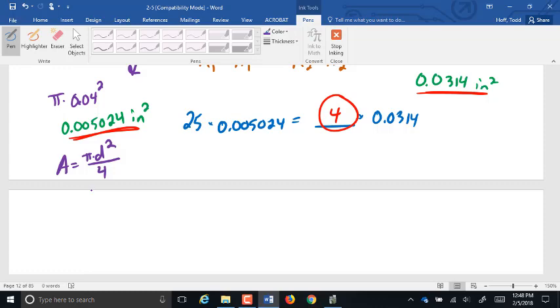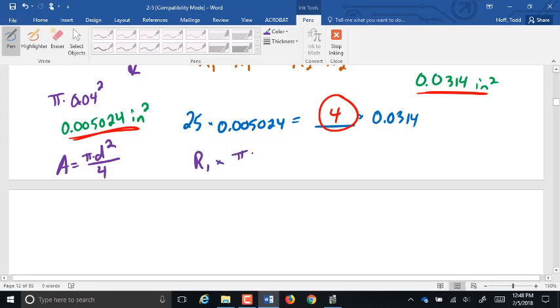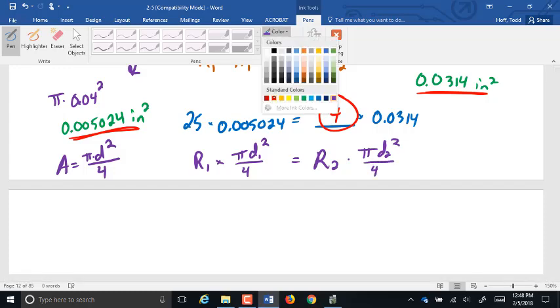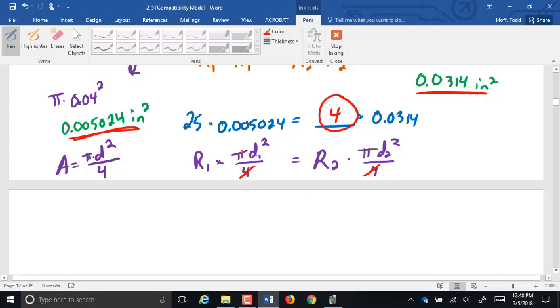If we were to put that in this formula here, we'd have R1 times pi times diameter 1 squared over 4 equals R2 times pi times diameter 2 squared over 4. Well, if we look at this, we can cancel out the 4s and the pi's on each side. And what we end up with here is R1 times D1 squared equals R2 times D2 squared.